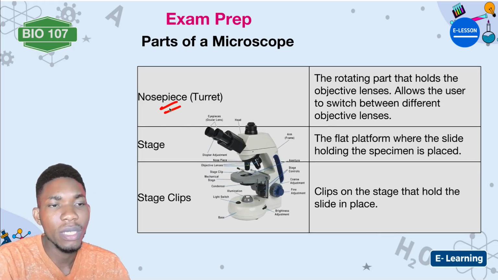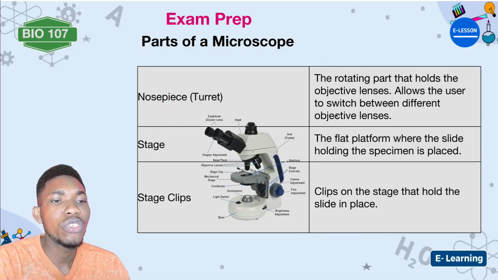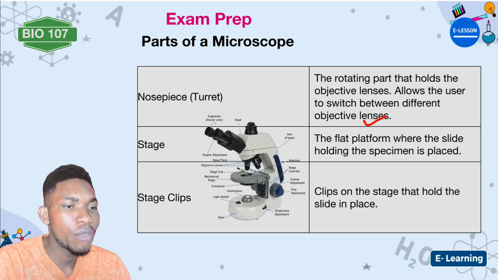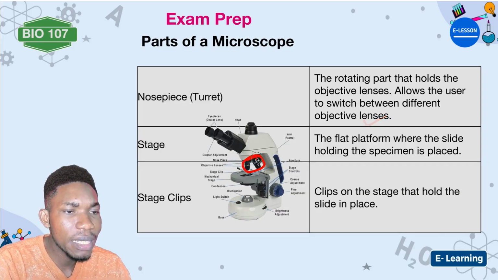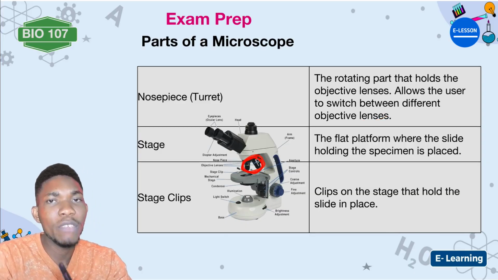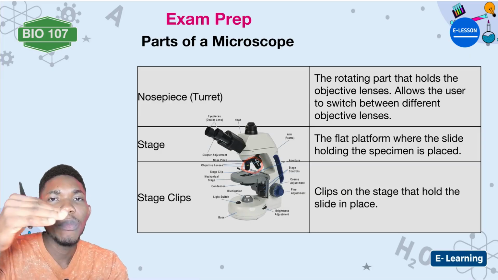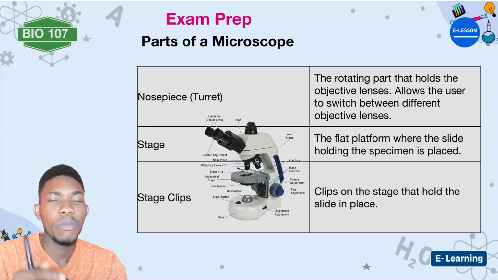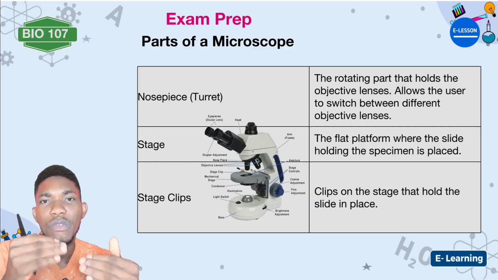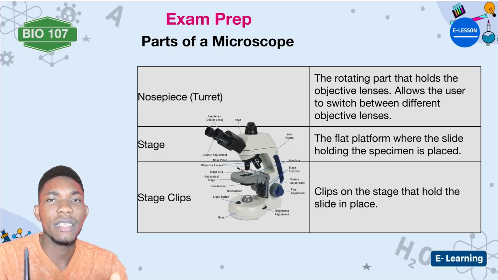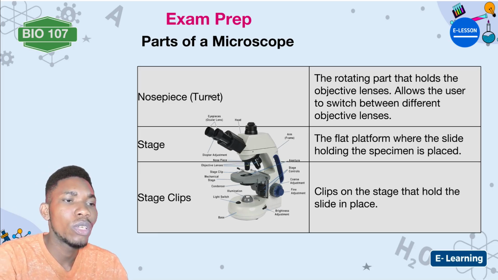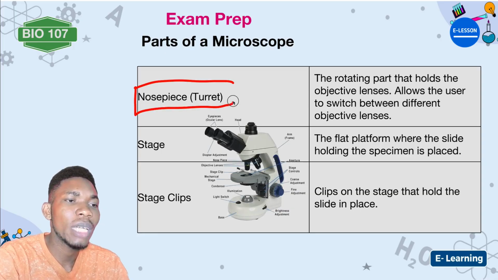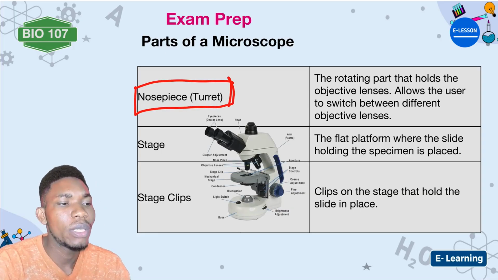Then we have the nose piece, the rotating part that holds the objective lenses. It allows the user to switch between different objective lenses. The revolving nose piece, this part here, you can see it. These 3 things, you can move them. That's why they call them revolving. Are you getting it? You can move it. Maybe you want to use 4x, you move it to 4x, you view. If you want to use 10x, you move it to 10x, you view. If you want to use 40x, just like that. That's why they call it what? Revolving. It can move. That is what houses the what? The objective lenses.